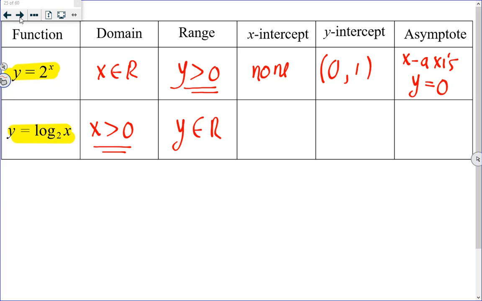If there's no x-intercept on y equals 2 to the x, there will be no y-intercept on y equals log base 2 of x. And you can look at the graph and confirm that. If the y-intercept was 1 on y equals 2 to the x, then the x-intercept will be 1 on y equals log base 2 of x. And there will be a vertical asymptote, that's the y-axis, whose equation is x equals 0. Now, does anybody have any questions?